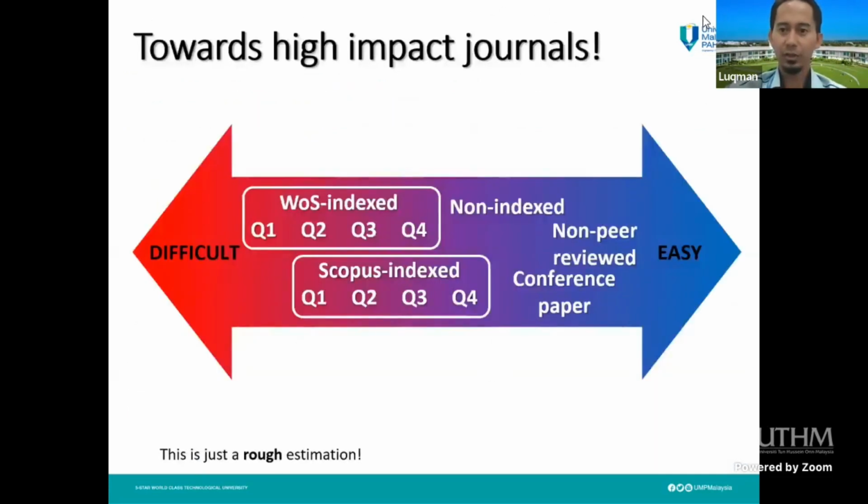Alright, to summarize, this is kind of the spectrum from difficult to easy. You have non-peer-reviewed, which is easy. Sometimes they may not check at all. As long as you submit in the format, even if it is poorly done, it is accepted. This is what predatory journals often do.